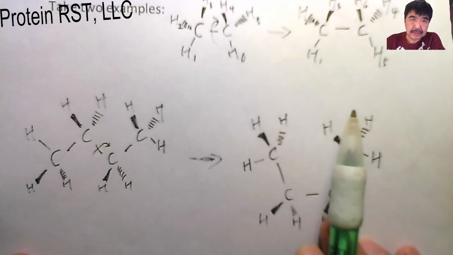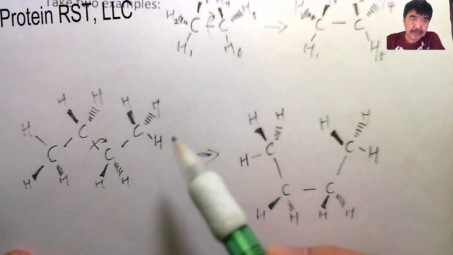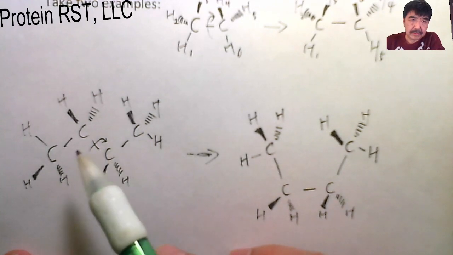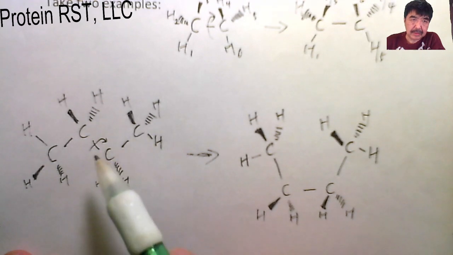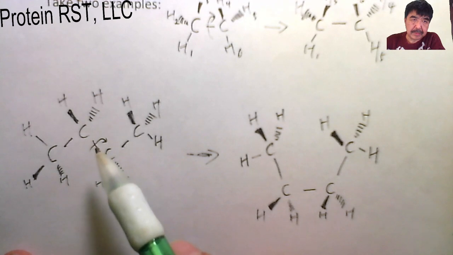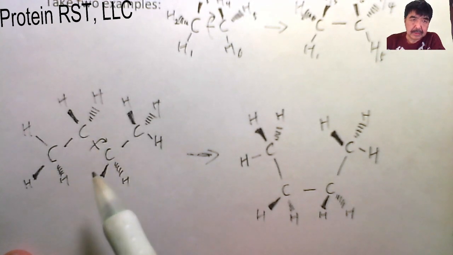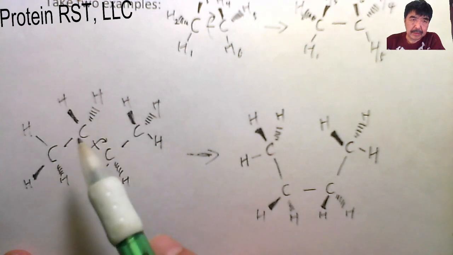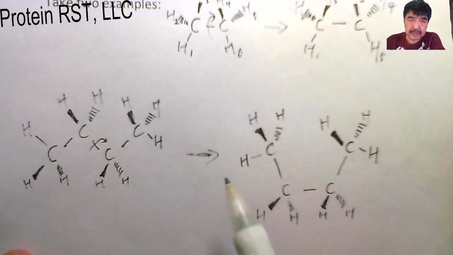This is another example, butane. Butane has 4 carbons, and those carbon-carbon bonds can rotate. Take a look at the bond between C2 and C3. This configuration is a zigzag configuration, and after rotation, this becomes a bolt configuration.